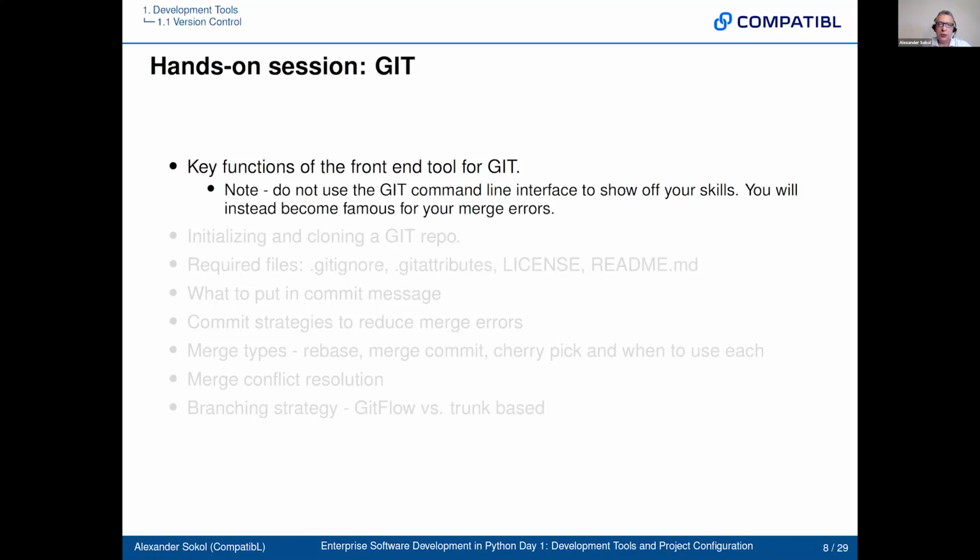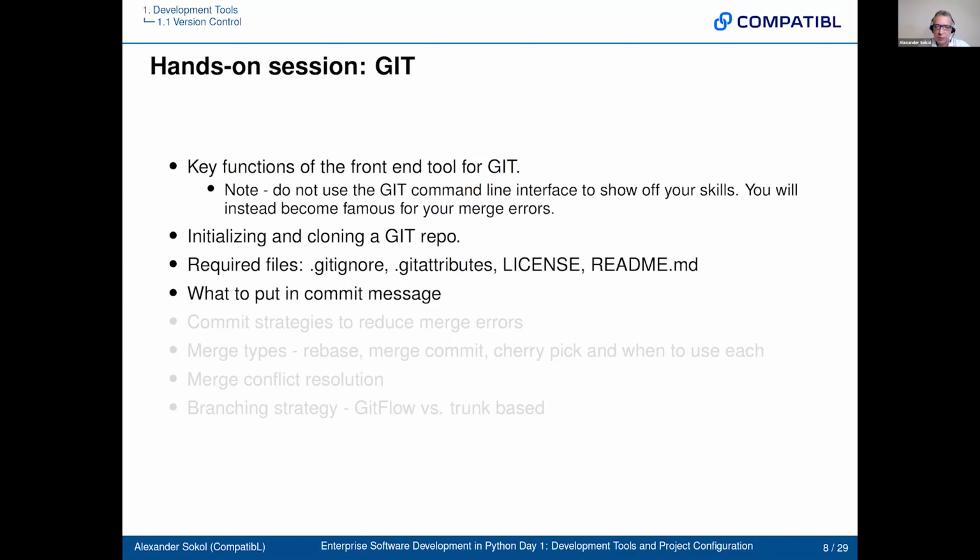Because instead of being famous for your command line skills, you will become famous for merge errors. You can literally make absolutely horrendous merge errors, commit files you don't want, and so forth, if you don't use a front-end tool, right? We'll show how to initialize and clone a Git repo, required files, and what to put in the commit message. These are all basics. I'm sure most of you know that, but we'll just rehash quickly.